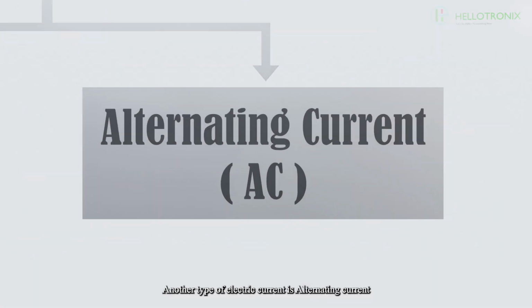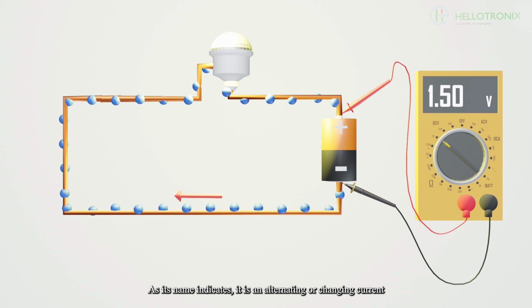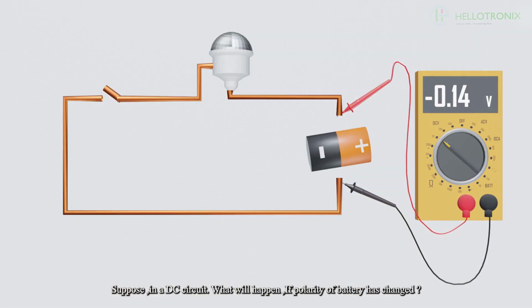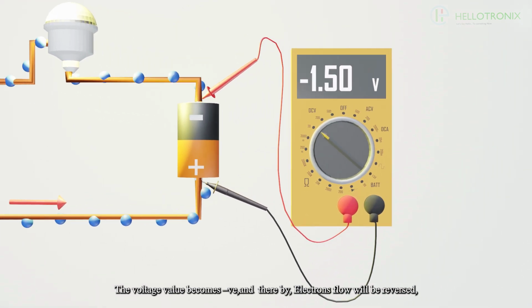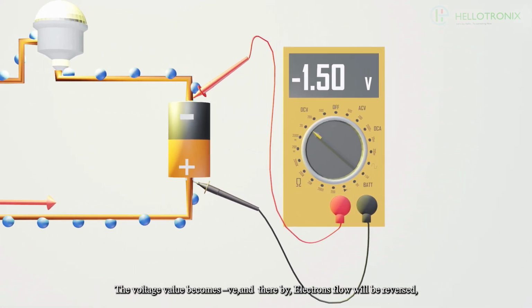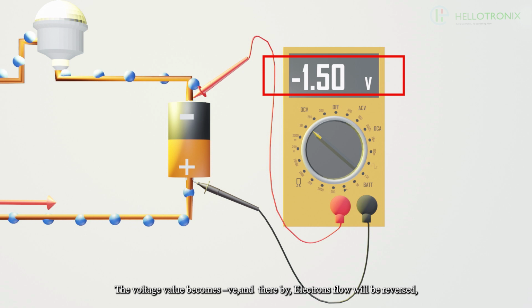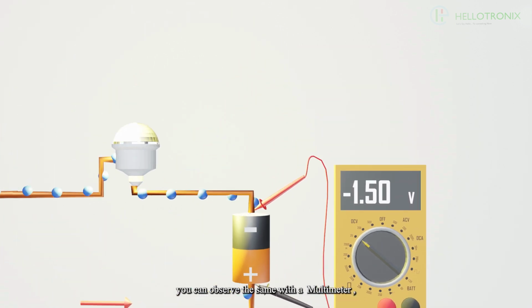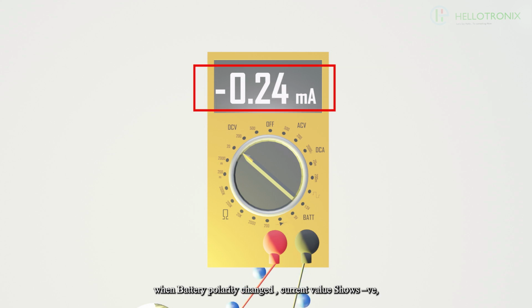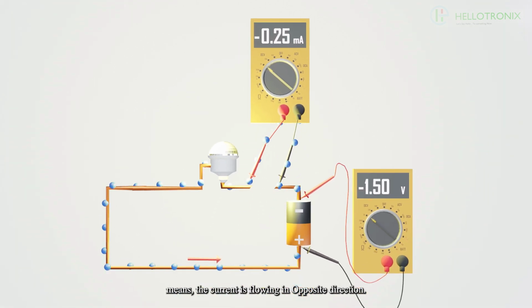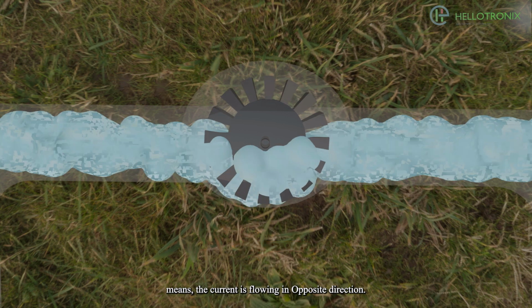Another type of electric current is alternating current. As its name indicates, it is an alternating or changing current. Suppose in a DC circuit, what will happen if the polarity of the battery is changed? The voltage value becomes negative and thereby the electron flow will be reversed. You can observe the same with a multimeter. When the battery polarity is changed, the current value shows negative, meaning the current is flowing in the opposite direction.